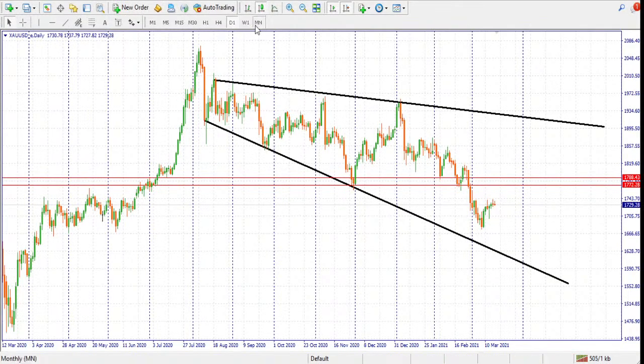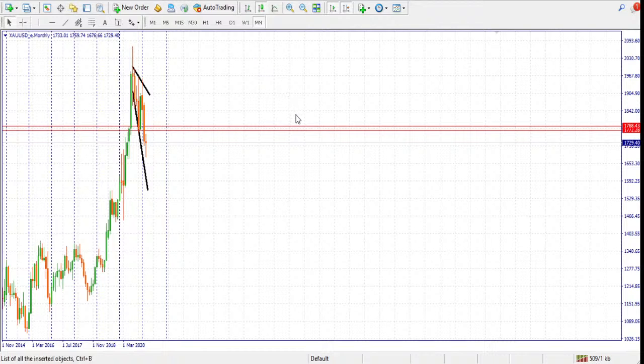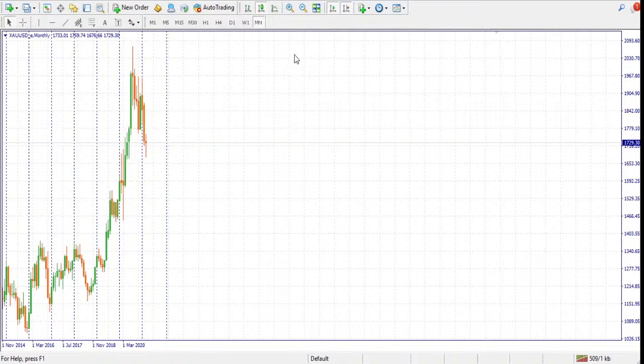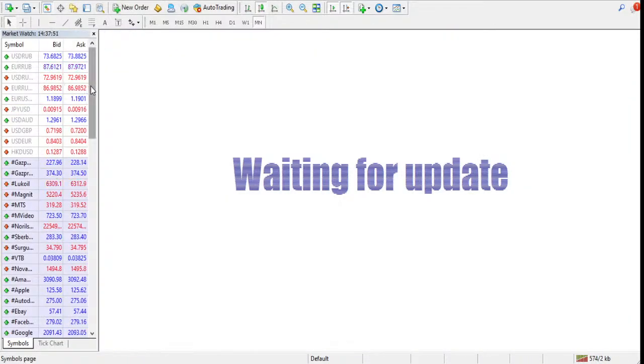I'll start off with gold, and I'll look at it from the monthly point of view first before I look at any other chart. If you have data from the past, let me see if I can open an account, just a classic account, and see if I can retrieve the past records for this one. Just a second. So we fetch the chart for gold.